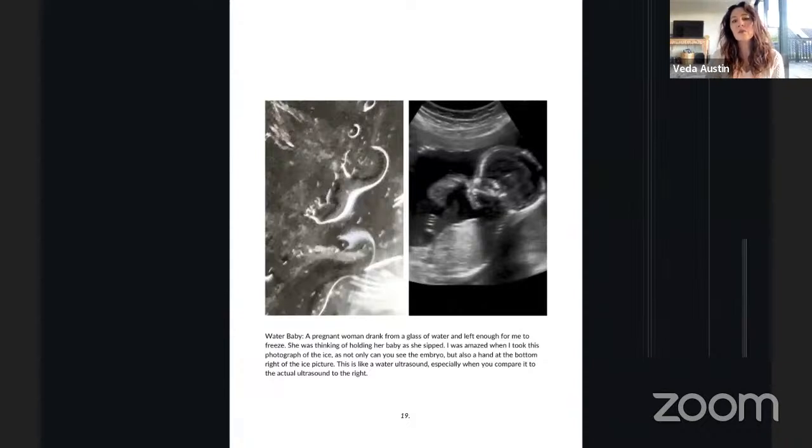This is a really interesting picture because I asked a woman who was pregnant to sip some water and then leave me the rest of the water. So I froze a little bit of the rest of the water, and this was the image that I got. And this was the ultrasound she sent me the next day after she went to have her ultrasound done.